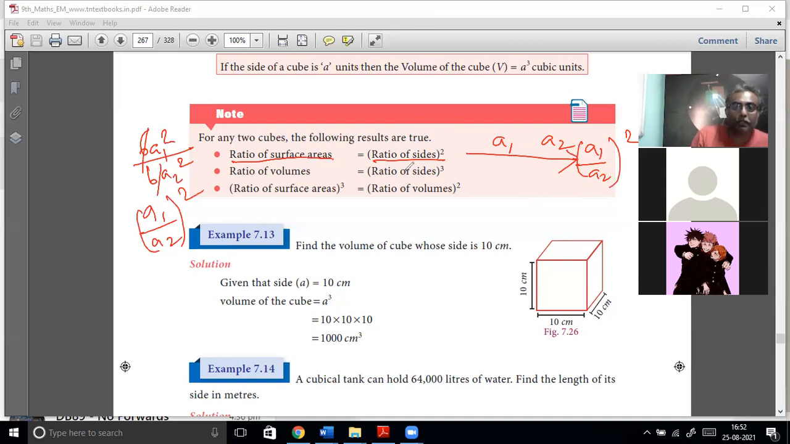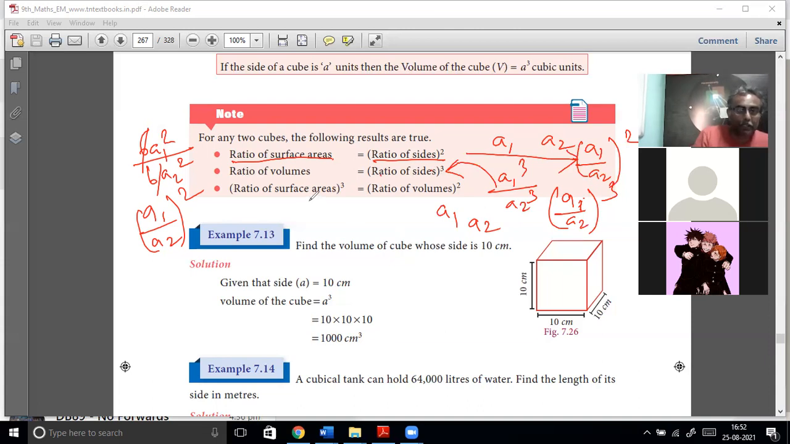Then the ratio of volumes for cubes: A1 cubed by A2 cubed, that is A1 by A2 the whole cubed. Therefore, the ratio of volumes is the ratio of the sides cubed. A1 is a side, A2 is another side. That is a very important thing. The ratio of the surface areas cubed is equal to the ratio of the volumes squared. That is also very important.